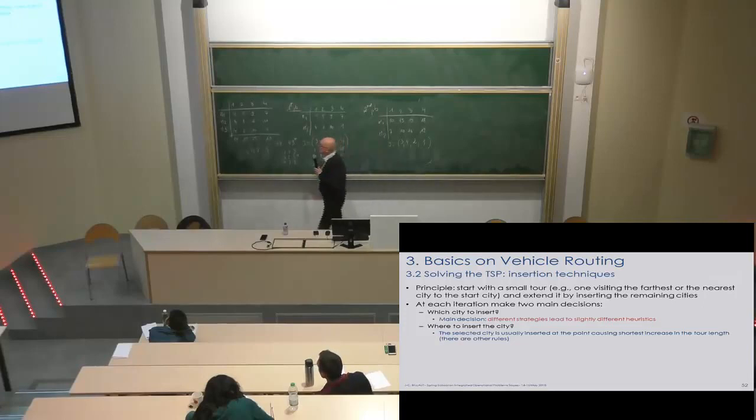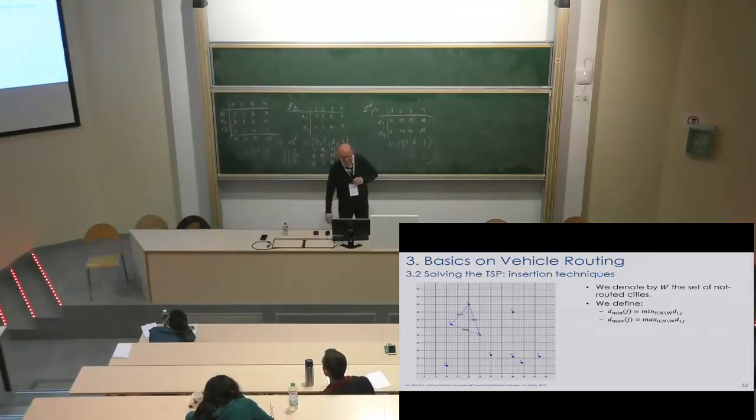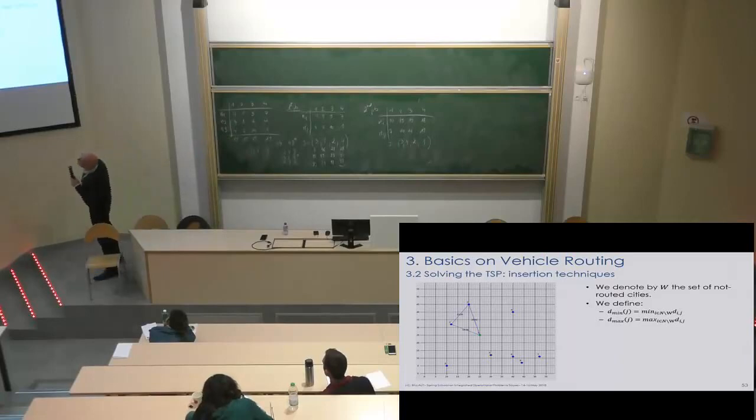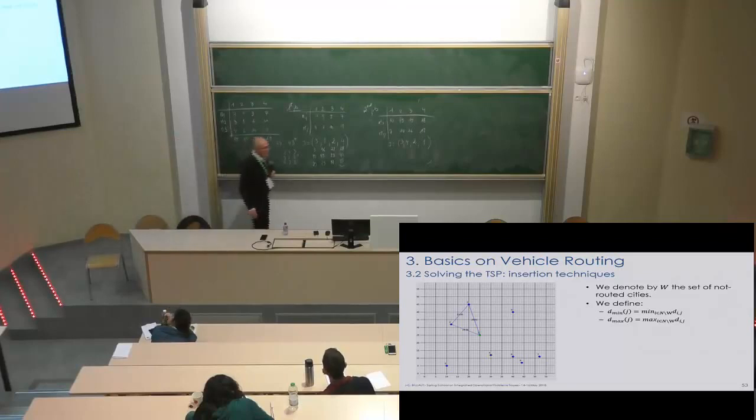So at each iteration, we have two decisions: which city to insert and where to insert the city. These are insertion techniques, another type of heuristics. For example, here we have a first tour composed of cities 1, 2, and 3. For each other city, I compute two distances: the minimum distance to these cities, and the maximum distance.